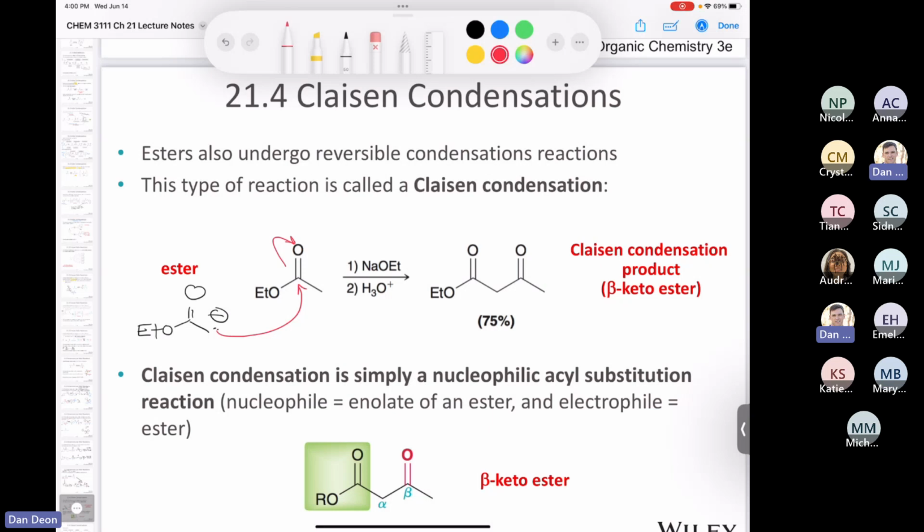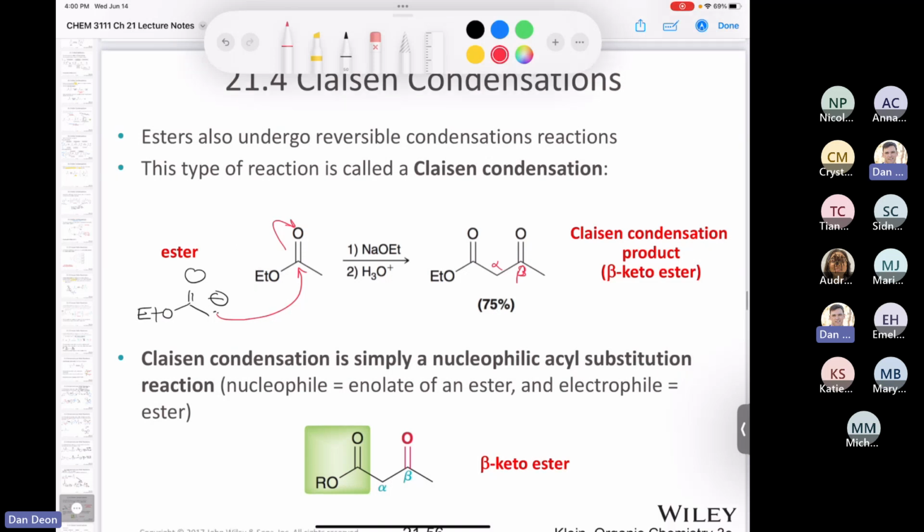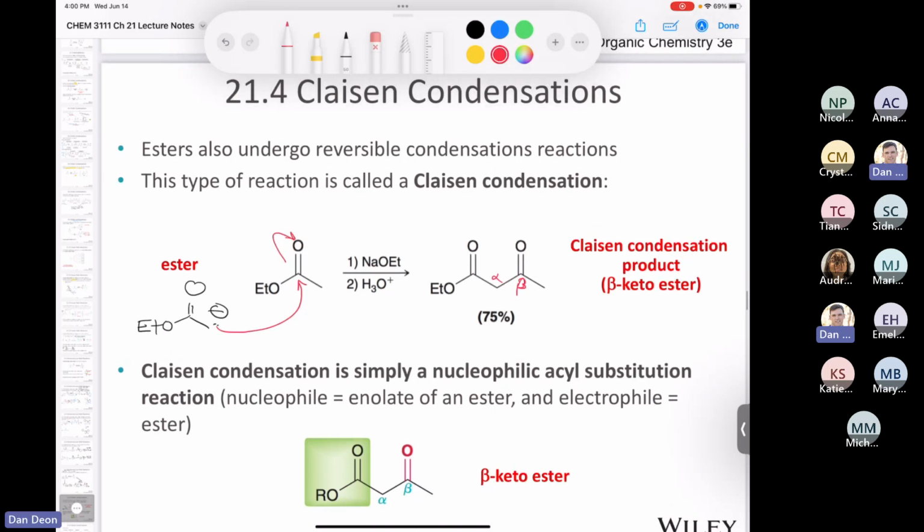So you can see that we have an ester here. This is our alpha carbon. This is our beta carbon. And on the beta carbon, there's a ketone. So beta keto ester is what we get in a Claisen reaction. You heard this come out of my mouth just a few seconds ago. It's nothing more than a nucleophilic acyl substitution. That's all it is. The enolate is the nucleophile, and the ester is just the electrophile.